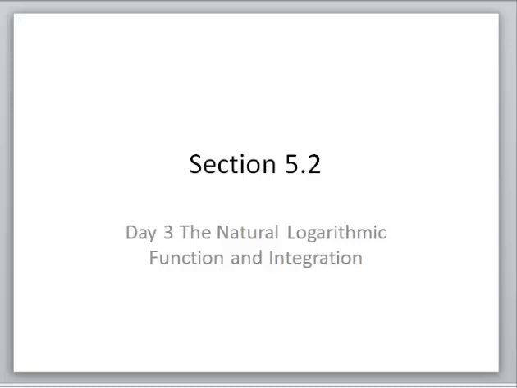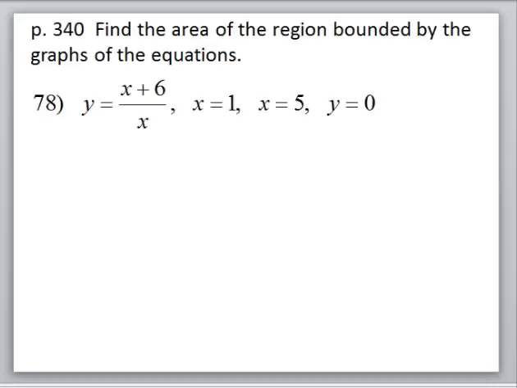Alright, we're going to do some more integration. Today we're going to start with a problem like this. It says find the area of the region bounded by the graphs of these equations. So I'm going to go ahead and write this integral, and the integral is from 1 to 5. And it's telling me that it's bounded by the x-axis of the function x plus 6 over x dx.